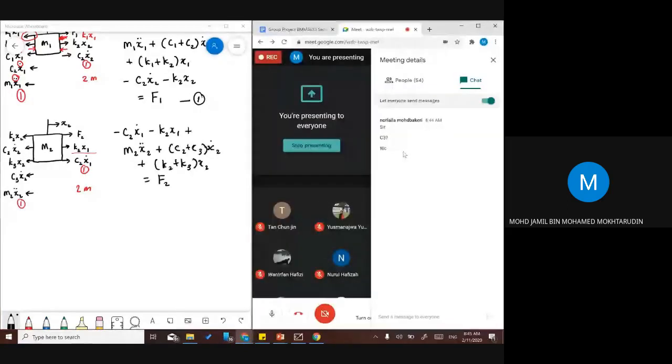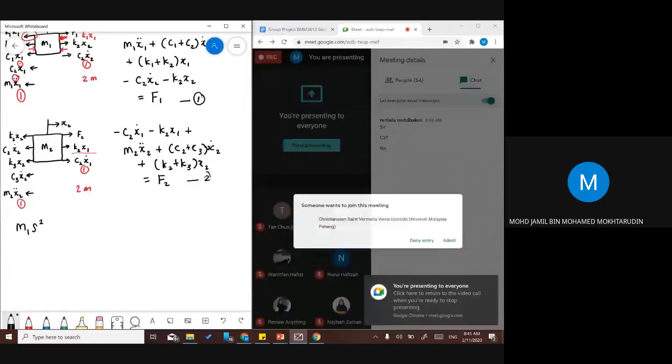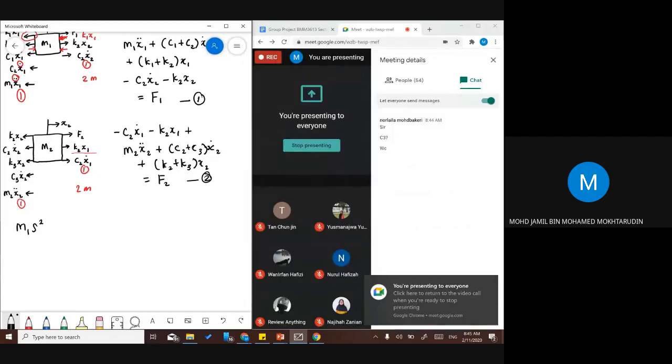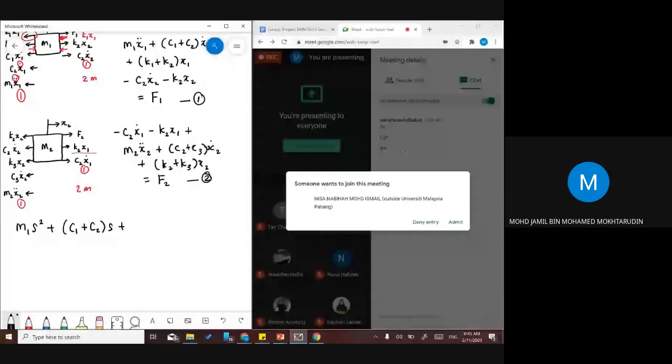Okay, so after that, you write in terms of frequency using Laplace transform. So you get M1 S square. So this is equation 2. Okay, so M1 S square plus C1 plus C2 S plus K1 plus K2.